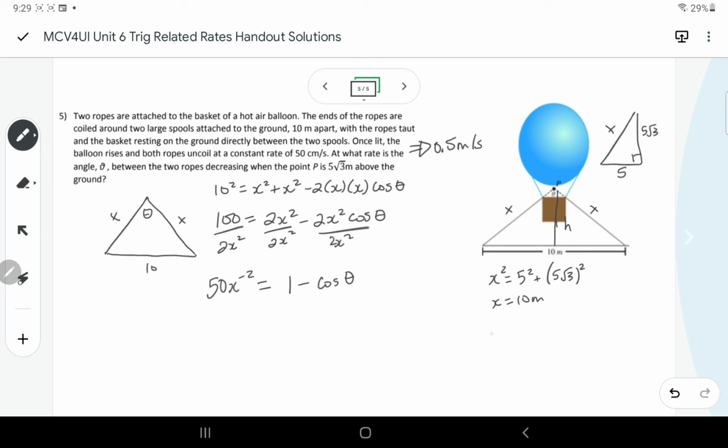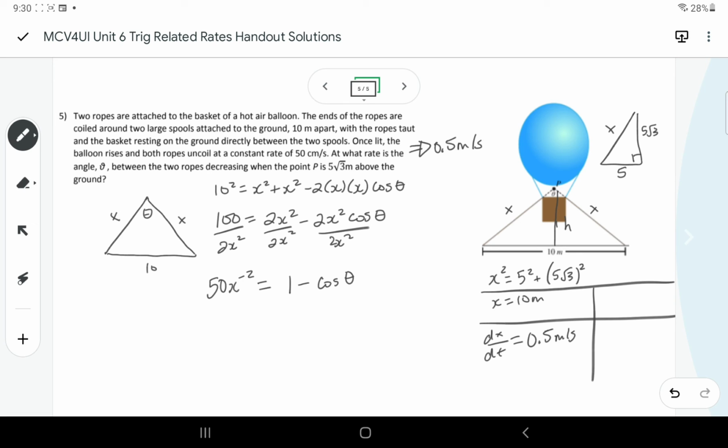So we know x is 10, dx dt, that's my 0.5. And again, always give a little thought to, is this increasing or decreasing? Is it positive or negative? Because they may not say that in the question. But yes, it is going to be positive because they're unspooling that.